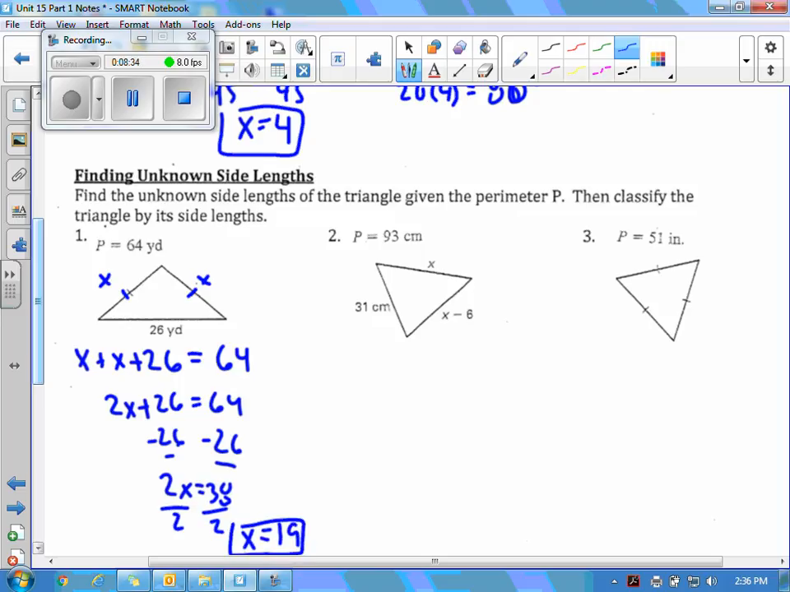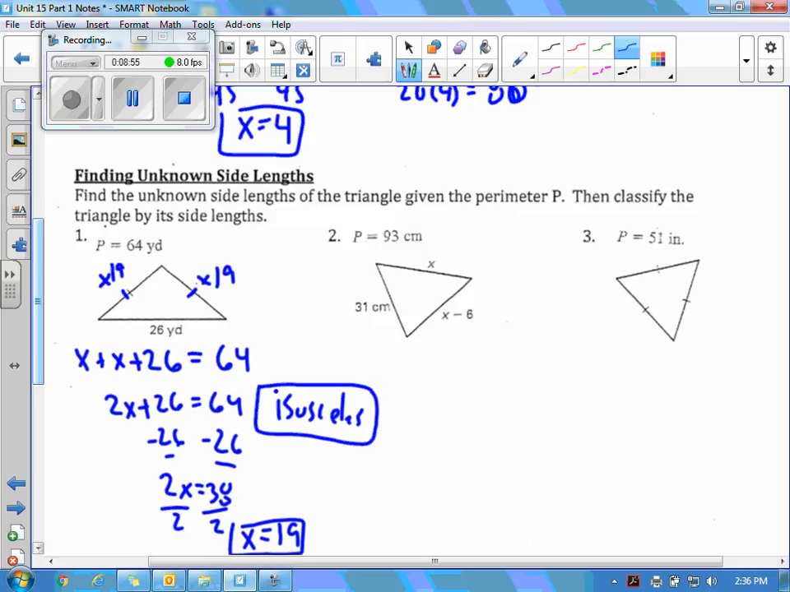So the direction said to find the unknown side length, then classify the triangle by its sides. So we know both of these sides are 19, and before we even knew that, we already knew that this would be an isosceles triangle. I have no idea if I spelled that right. An isosceles triangle because they have two sides that are the same.